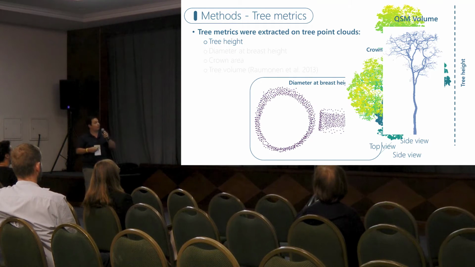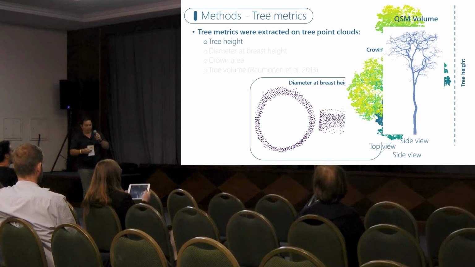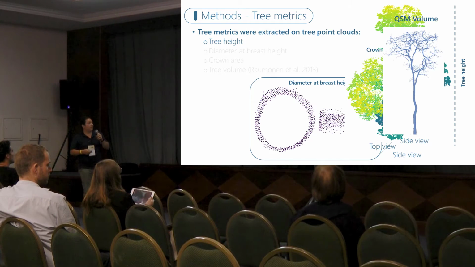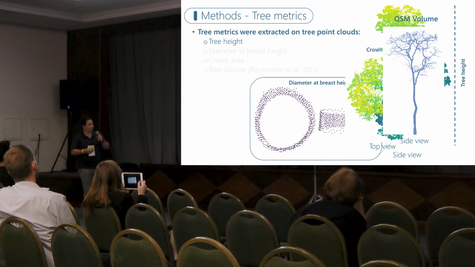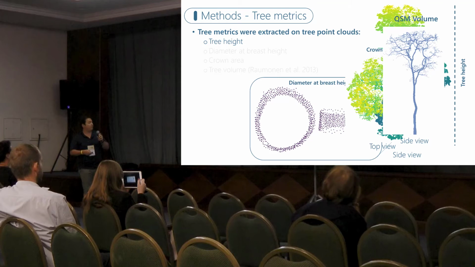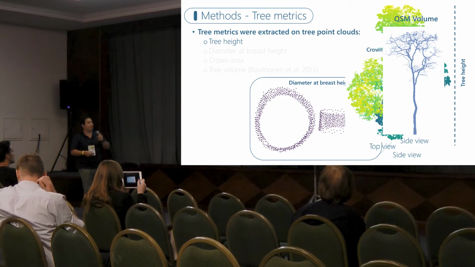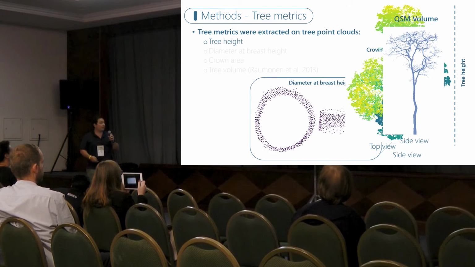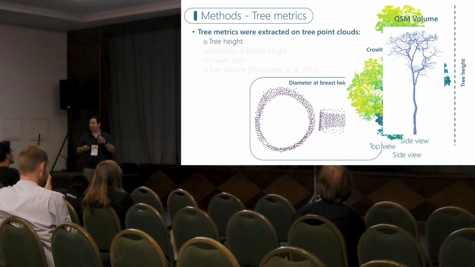The metrics that we extract from the point clouds were tree height, using a standard approach, then DBH using cylinders from a part of the tree. Also the crown area, using a modification of the convex hull or a top view of the tree. And also the tree volume, using the approach of harmonic QSM volume. And from that, we then also derive the fractal geometry.